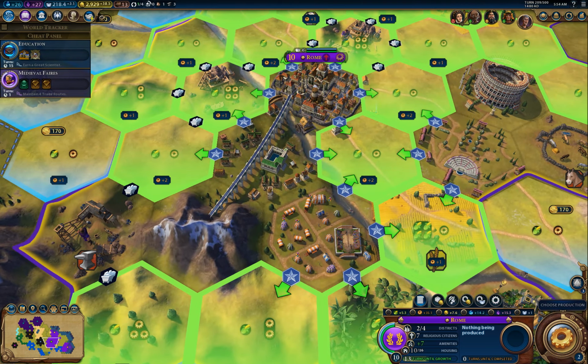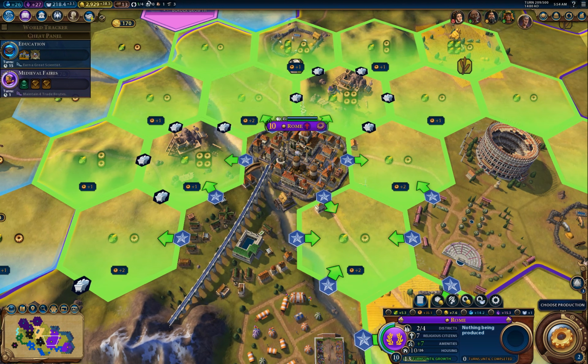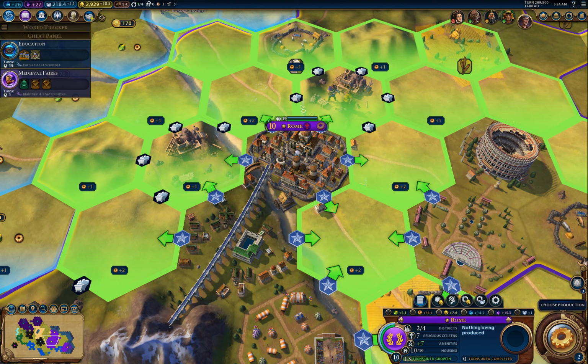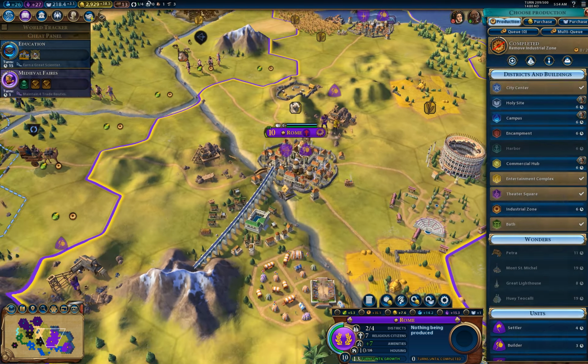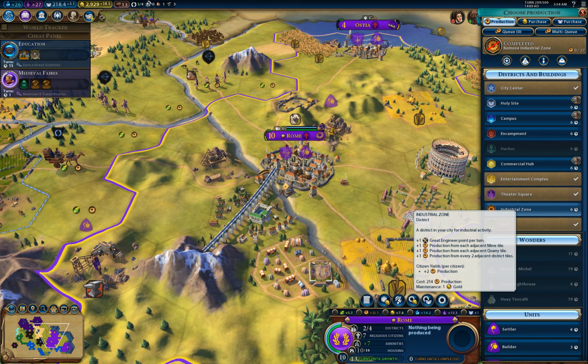So if we hit this, we can see here we're getting +2 for being near these 2 mines. And actually, I'm sorry, it's a +1. Oh, what are we getting here? Yeah, that's right. Let's go back and look. So we're getting +1 for each additional mine site, and +1 for each additional.